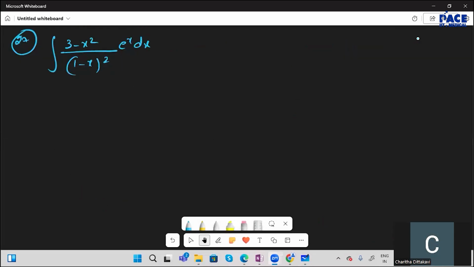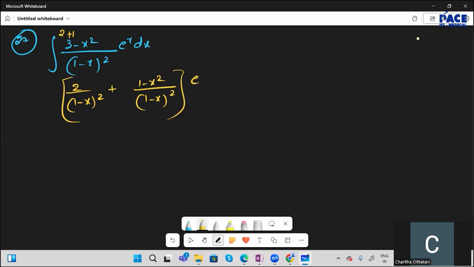Now coming to this question, 3 minus x square by 1 minus x whole square e power x dx. So here also some kind of manipulation is what I need to do. And what is that manipulation? See, I want 1 minus x. So can I split it like 2 plus 1? 3 can be written as 2 plus 1. Now when I'm splitting, it is nothing but 2 by 1 minus x the whole square plus 1 minus x square by 1 minus x the whole square, the whole multiplied by e power x dx is what I'm doing here.